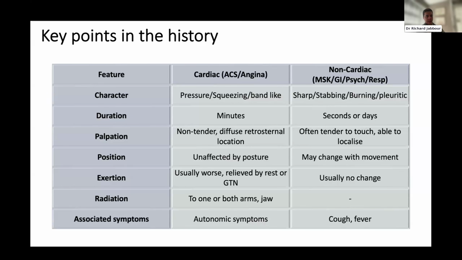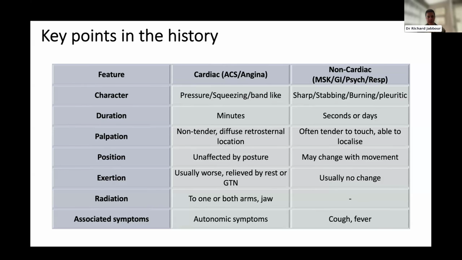There are some specific key points in the history. So cardiac pain related to ACS or angina is typically a pressure, squeezing, band-like pain. As mentioned before, it's minutes as opposed to seconds or even days. It's typically non-tender and in a diffuse retrosternal location, as opposed to being able to localize it and being tender to touch, which is typically associated with non-cardiac causes. As I mentioned, it's usually worse on exertion, relieved by rest or GTN.